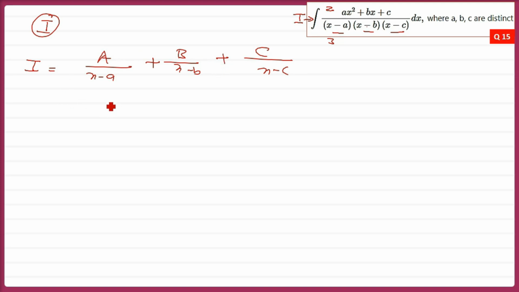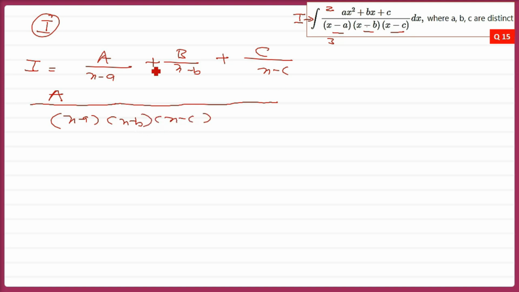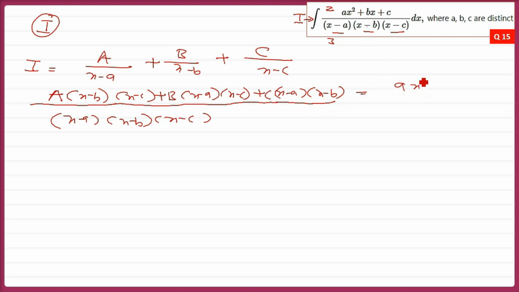Now we can take the LCM. So you just write the denominator, it will be easier for you. So when we write the denominator, it will be multiplication of x minus a and x minus b and x minus c. So this A will get multiplied, or A will have x minus b and x minus c, plus B, x minus a and x minus c, and then C will have x minus a multiplied by x minus b. Now this is equivalent to the original one, which is ax square plus bx plus c divided by 3 factors, namely x minus a and x minus b and x minus c multiplied in the denominator.